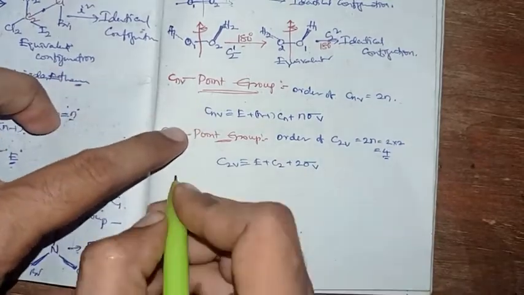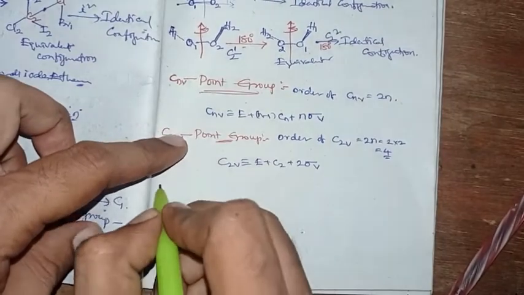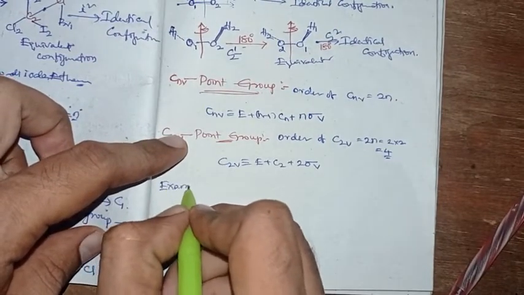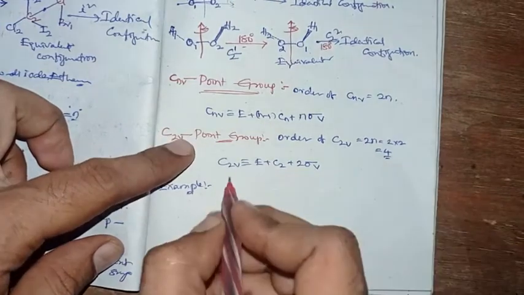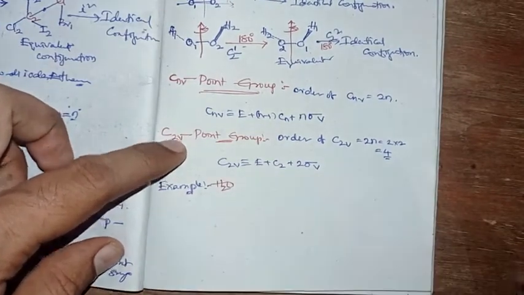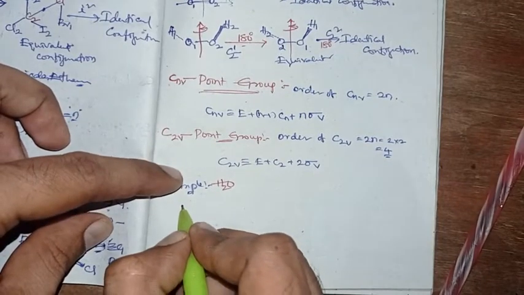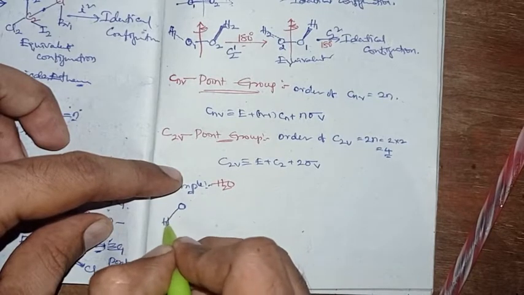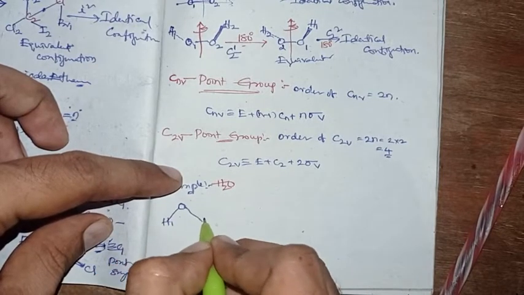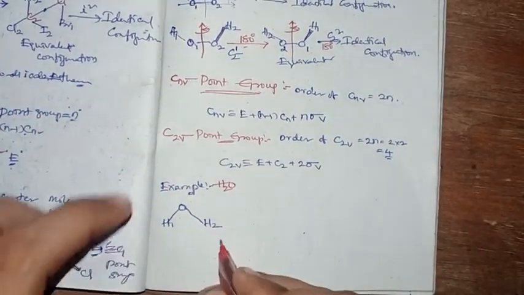The best example to describe the C2v point group is very well known. Previously we have checked this molecule, that is water. Water is the best example for the C2v point group. We know the geometry of water, it is angular. Like this we will take.